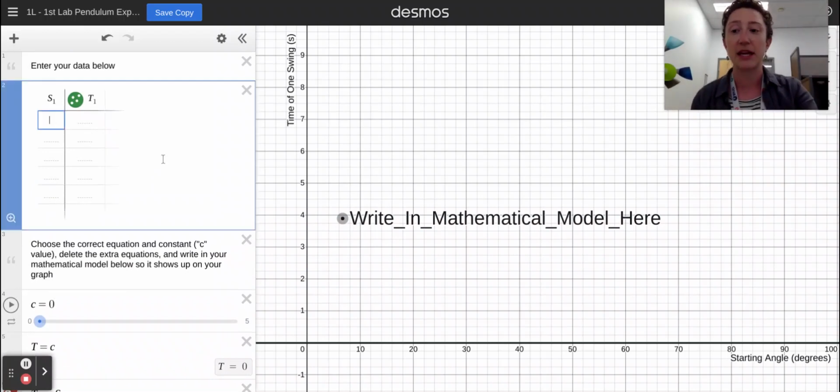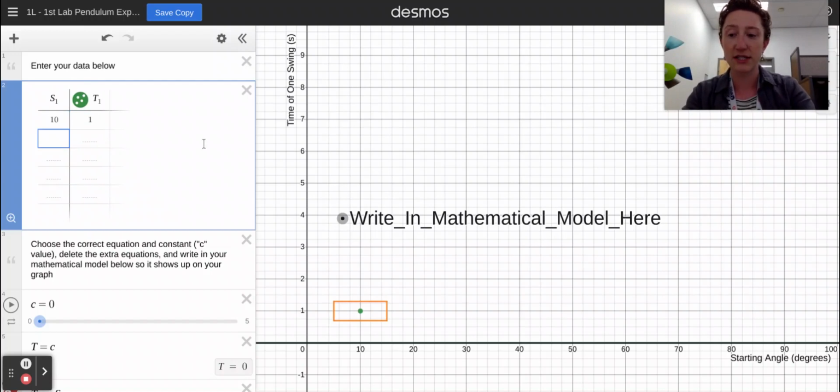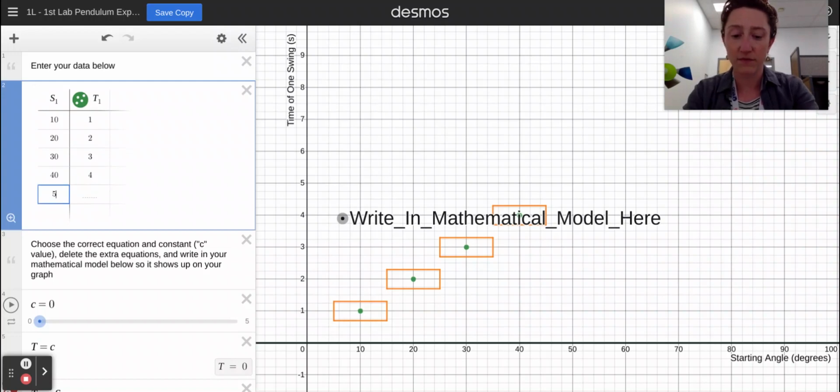Okay, so with that in mind, the very first thing you're going to do in Desmos is to put your data into the data point. You put your independent variable over here and your dependent variable over here. So I'm going to put in some fake data. Notice that right when I've put in an x and y coordinate, it pops up on the graph. Excuse me, 40 and 4. Okay, great. So I've got some data in here.